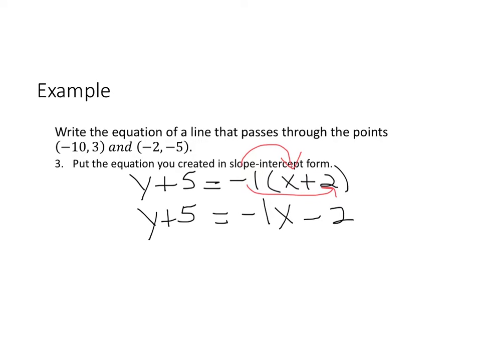Something to pay particular attention to when you're using the distributive property is that a lot of people remember to distribute it to the first term, but sometimes they forget the second. Remember, when you use the distributive property, you must multiply that number by every term inside the parentheses. Now, to finish off, I need it in slope-intercept form, so I need y by itself. So I have to get rid of that 5. So now my equation in slope-intercept form is y equals -1x minus 7.